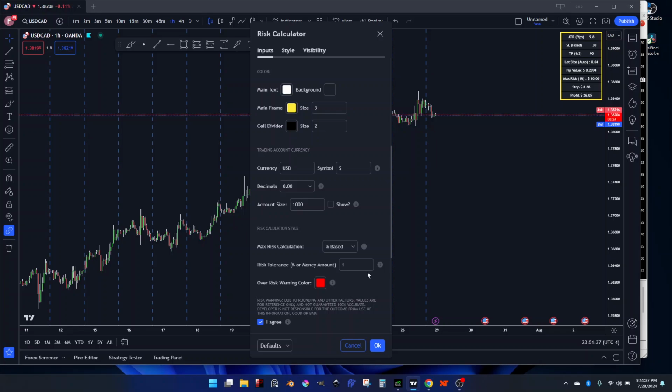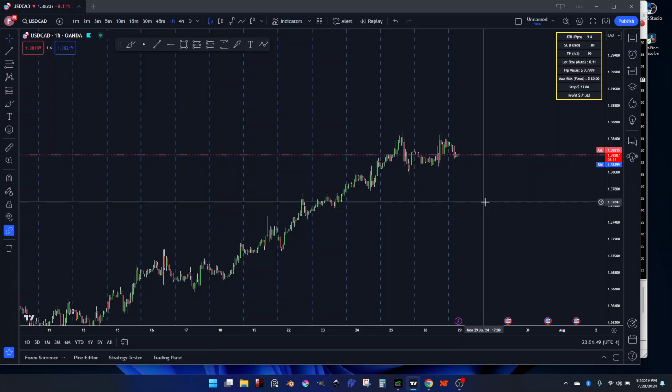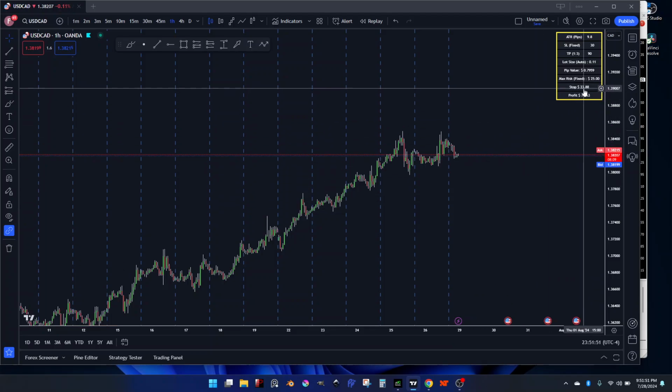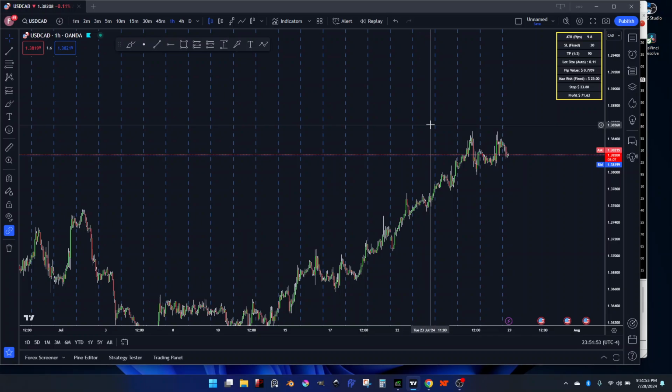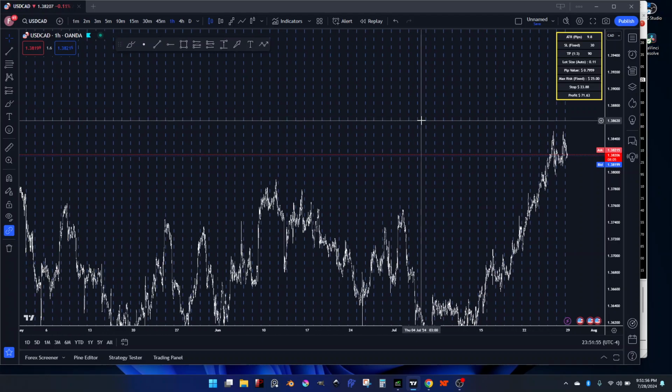Let's just do it this way. We're risking 25. There we go. So we would use a 0.11 if we were using a 30 pip stop, and that would give you our risk. That would be a standard way to work things out.